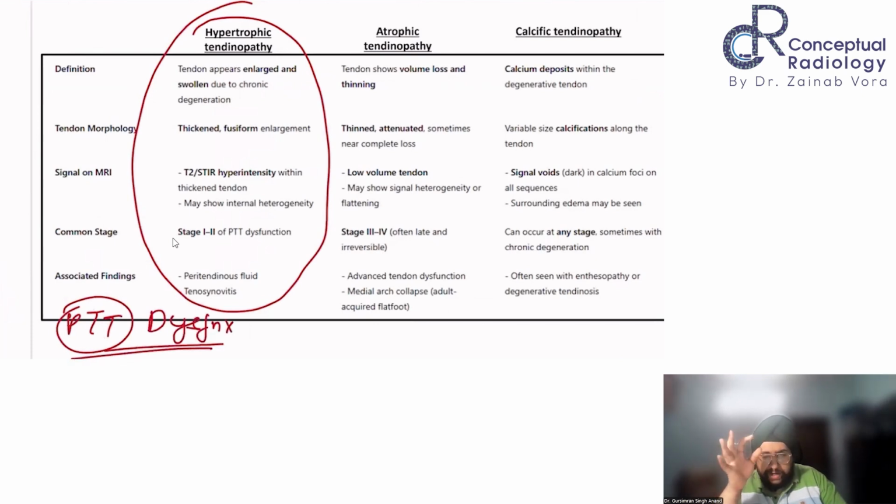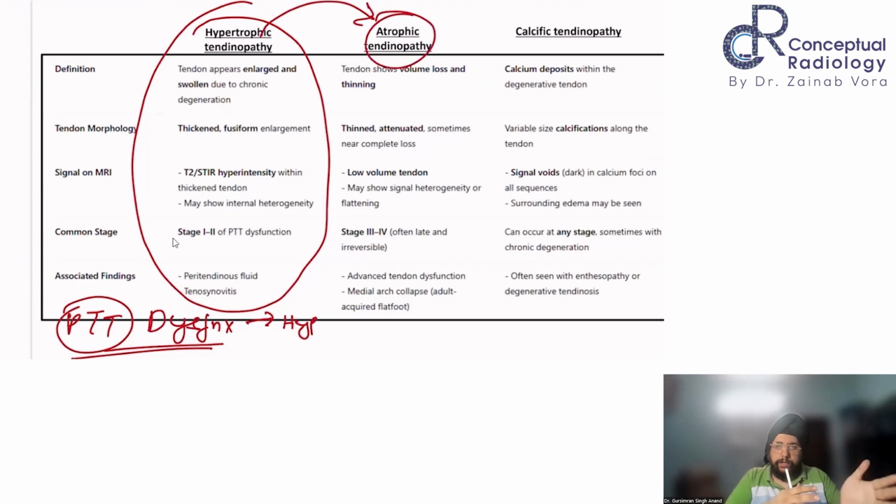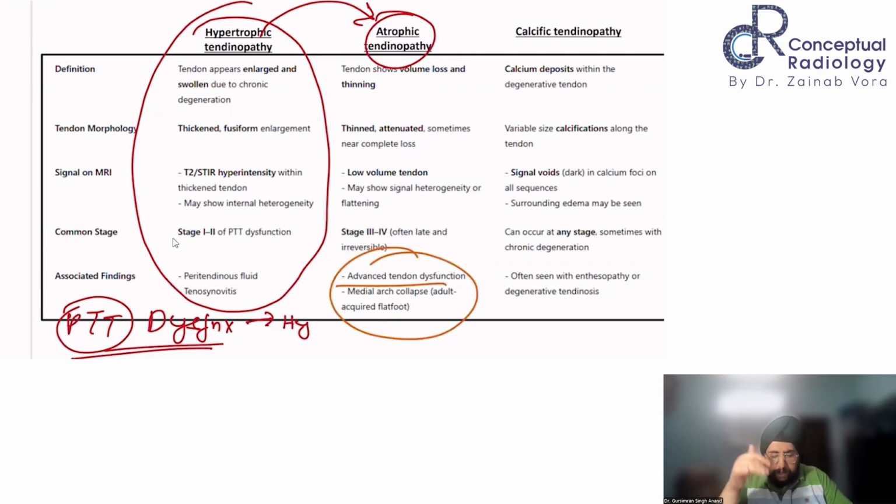We need not go into the details of the staging. Just remember that initially we have hypertrophic tendinopathy. Whenever the dysfunction starts, initially because of acute inflammation, this tendon gets thickened. Along with that, we have internal heterogeneous signal intensities. Then what follows is atrophic tendinopathy. In late stages there is volume loss, there is thinning, and since it has now become chronic, there is advanced tendon dysfunction. And I told you one thing to remember is acquired flat foot deformity.